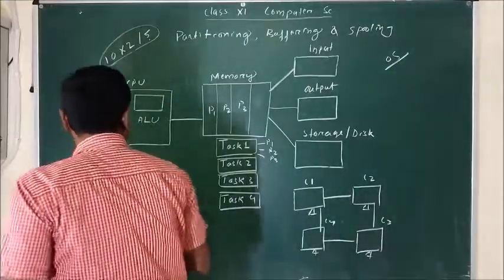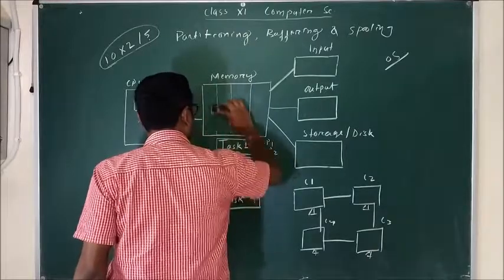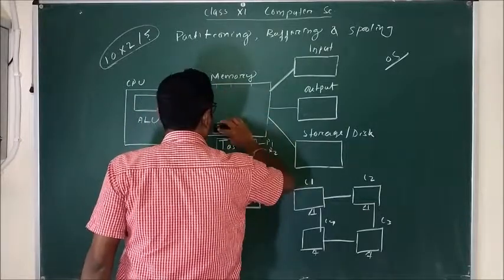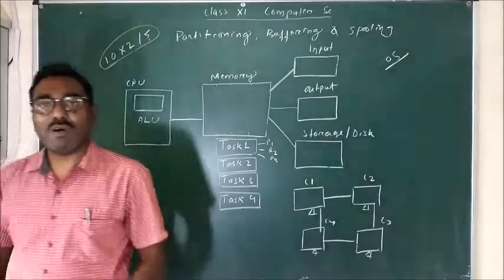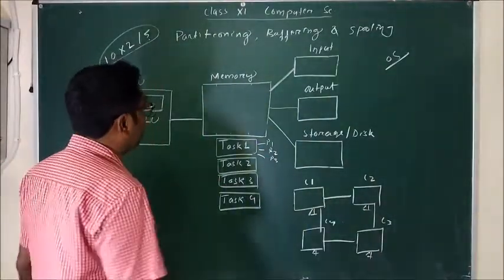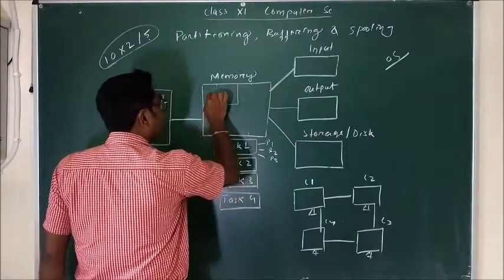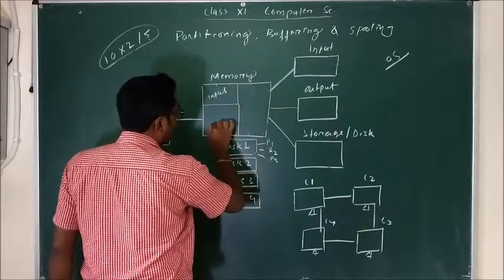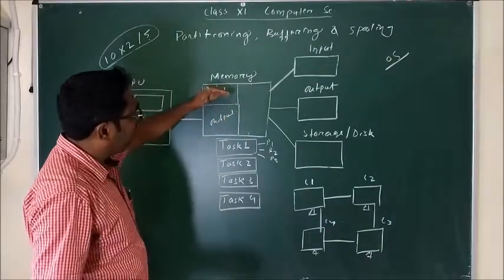The second thing is buffering. In the case of buffering, what happens? A special part of memory is assigned, suppose for input, and another part of memory is assigned for output. These are known as buffers.